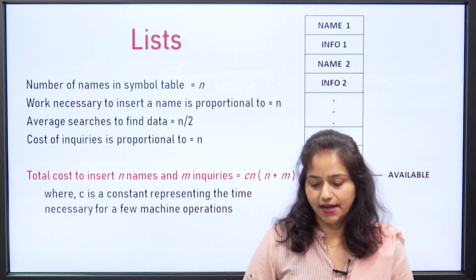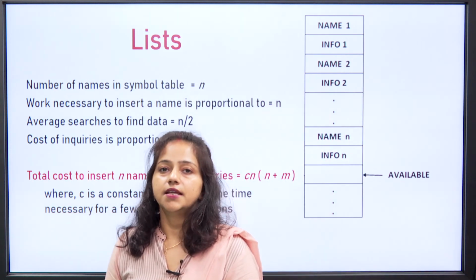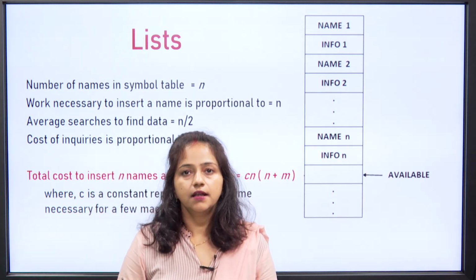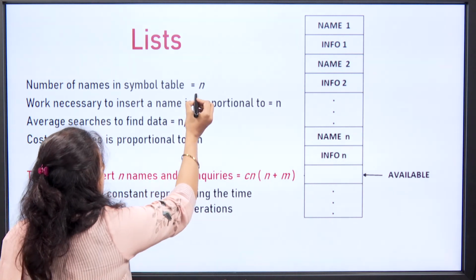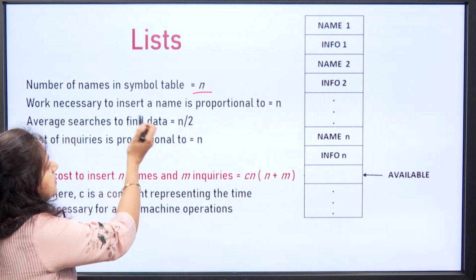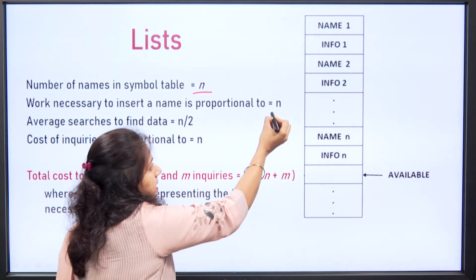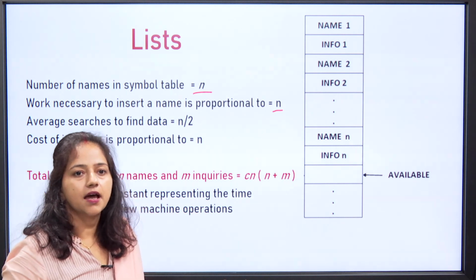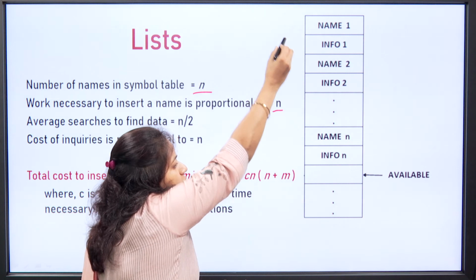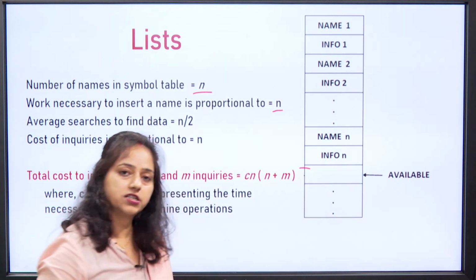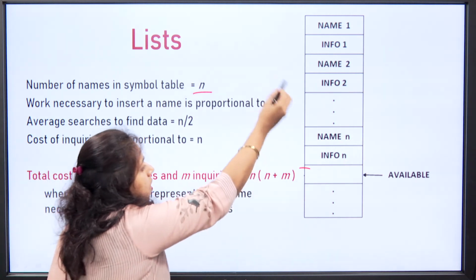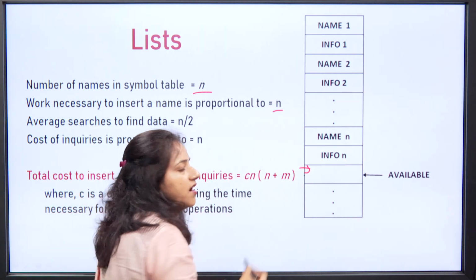Now, we will analyze the efficiency of the list type of data structure. Suppose the number of names in the symbol table is n. So, the number of records in the symbol table is n. The work necessary to insert a name is proportional to n. So, for inserting a name, first we will traverse this list from the top till this location. We will traverse the records one by one, and if it is not in the list, only then that particular record will be inserted.